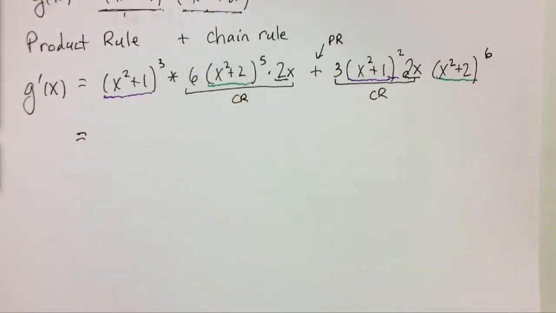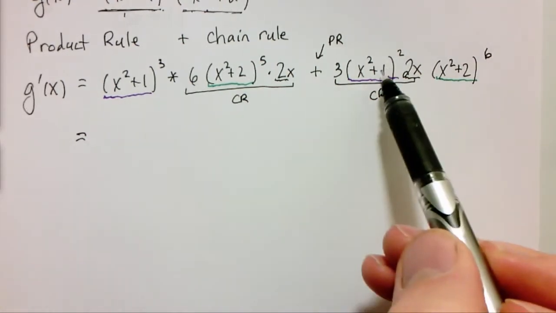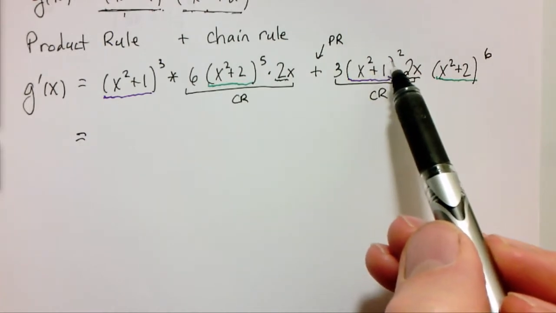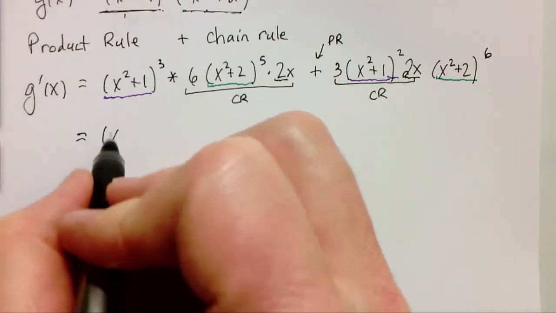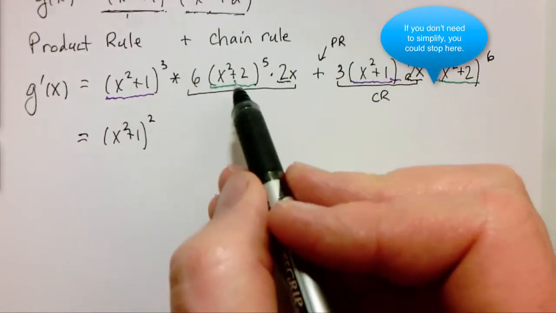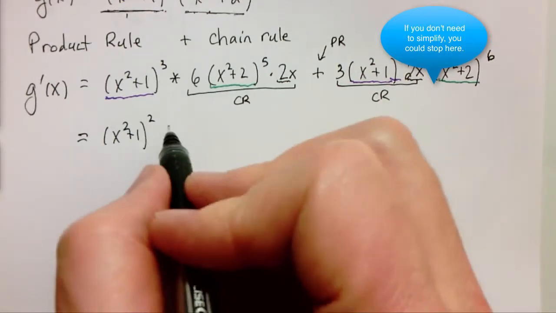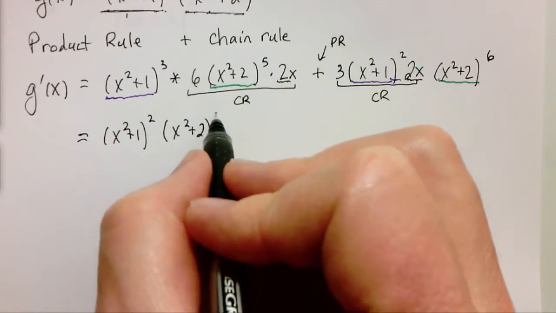So what do I factor out? How much do I factor out? Right. I have 3 powers of x squared plus 1 here and 2 powers of x squared plus 1 here. I'm going to take out 2 of them. I take out the smaller power. Similarly, I have 5 of these and 6 of these. I take out the smaller power.